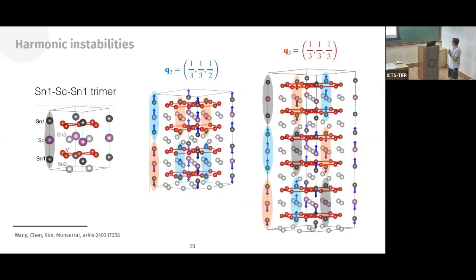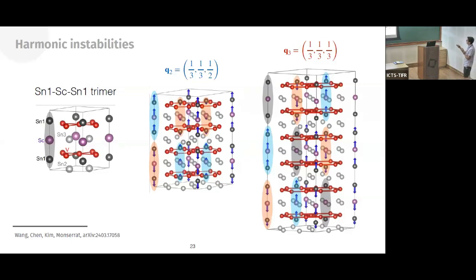So to look at what they look like in a bit more detail, again, they both have a third distortion in plane, but the key difference is what happens in the out-of-plane direction. And to understand that, we need to look at this scandium tin-1 trimer that I highlighted earlier. Essentially, in the Q2 distortion, this trimer moves out of phase with the trimer right next to it, and that gives you the size 2 modulation.